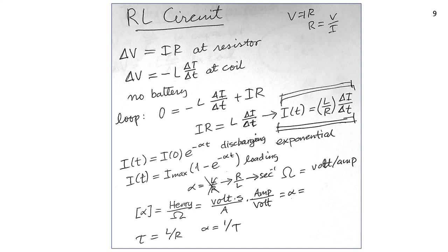And as I've said before, whenever you see a delta something over delta t proportional to something, in this case I of t, you've got exponentials. And in this case, alpha is equal to L over R. Matter of fact, let's just double check this. Let's check the units of alpha. So it's equal to henries over an ohm. And let's see, a henry was what?